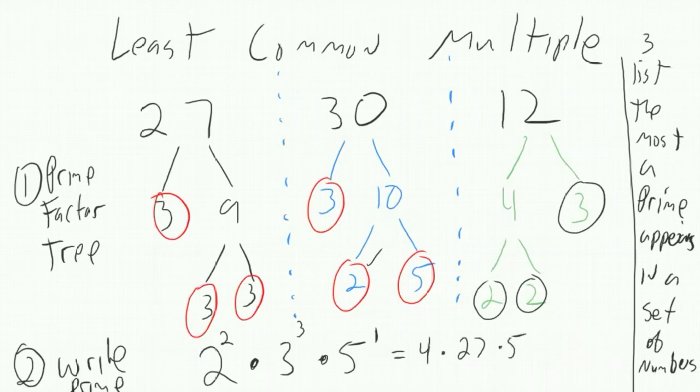Now, I'm going to use the commutative property to help with my math, right? Because 4 times 5 is 20. So that gives me 20 times 27. And 20 times 27 is 540. So the smallest number that all 3 of those numbers go into is 540.